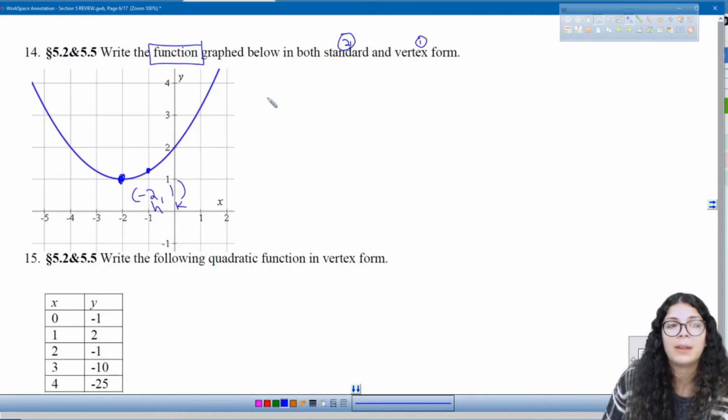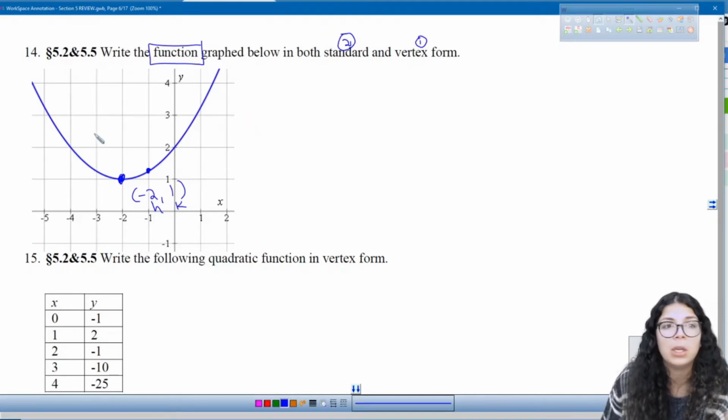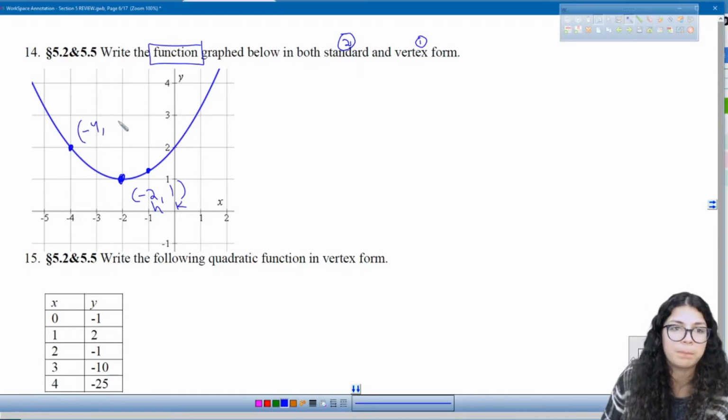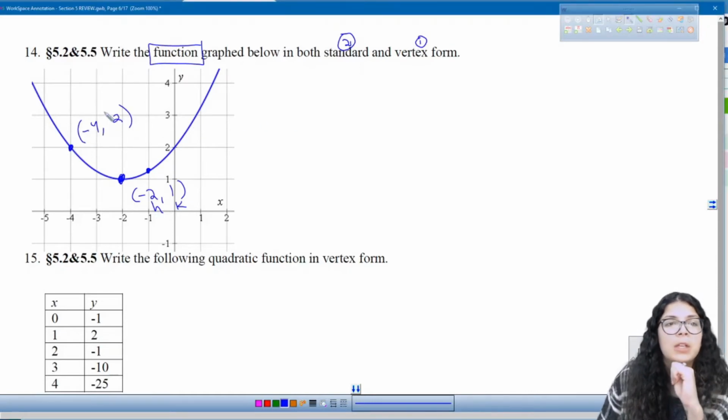So you have to solve for the a value in that case. To solve for the a value, we need to pick any other random point on the graph, okay? You can pick this one, any other random point. I'm going to just go ahead and pick this one, negative 4, 2, okay? So this is my random point x, y. So I'm going to go ahead and start to write vertex form.